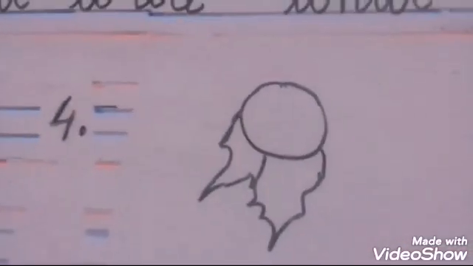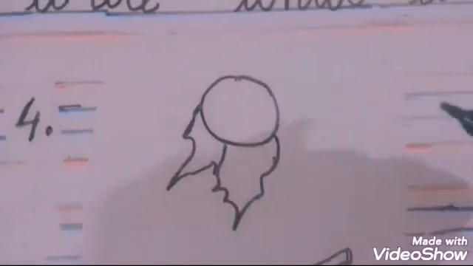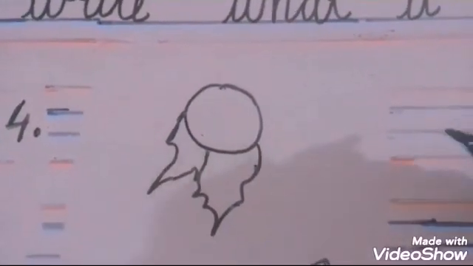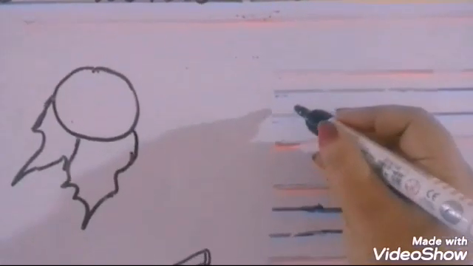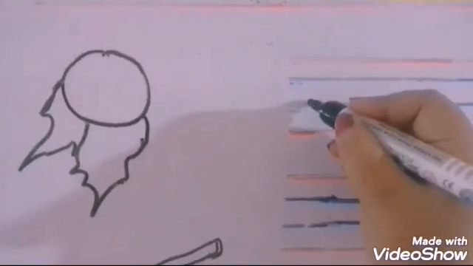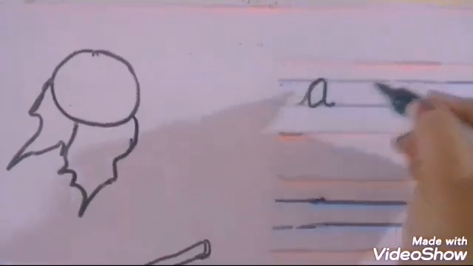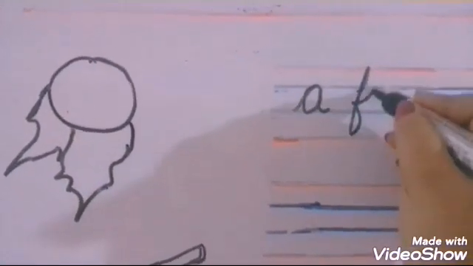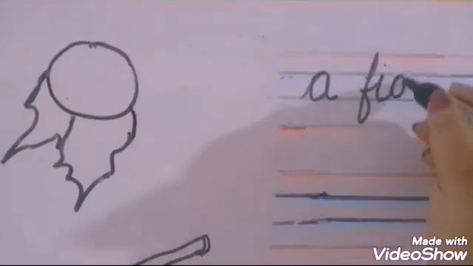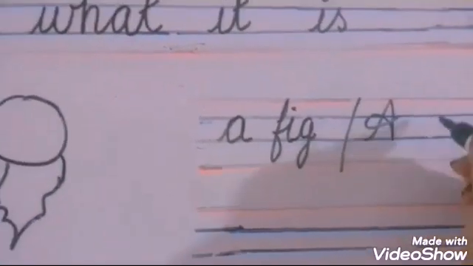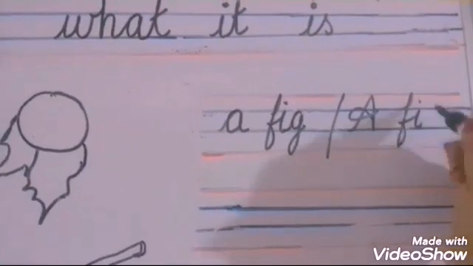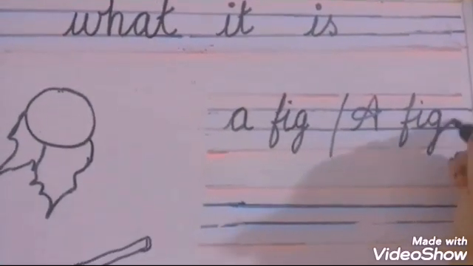picture is of a fig. What is fig? Fig is a fruit. It's a kind of fruit, and in Hindi it is called anjeer. So small letter a and f-i-g, small letters f-i-g, or a fig, capital A and small f-i-g.